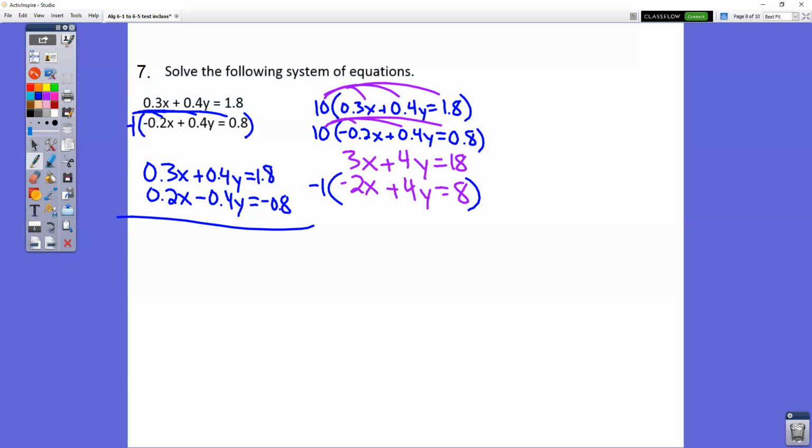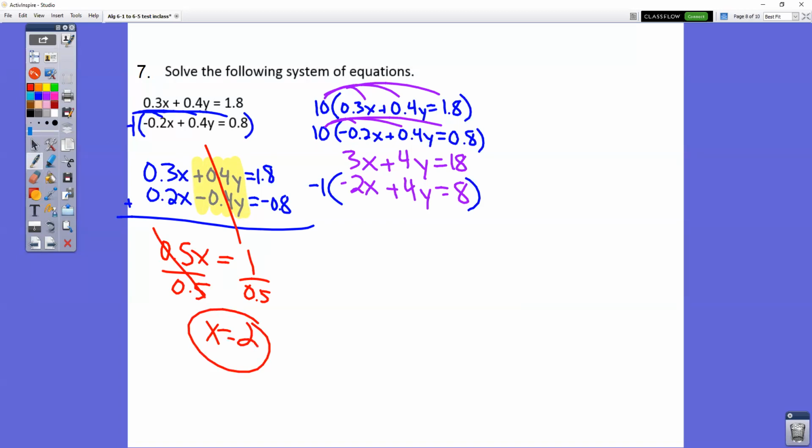I'm going to take that and add going down. Now I have my opposites. Now I have my 0.4y and my negative 0.4y. So when I add going down, those will just cancel out. So I have 0.5x equals, this is 1 when you add going down. Divide by 0.5, divide by 0.5. 1 divided by 0.5 is 2. So x equals 2.